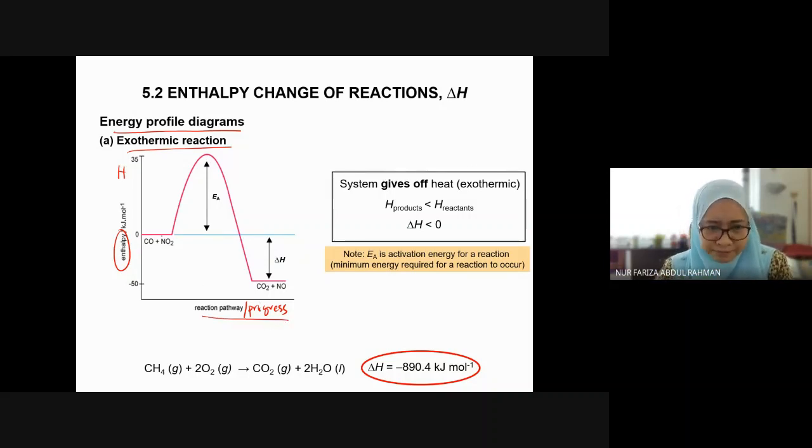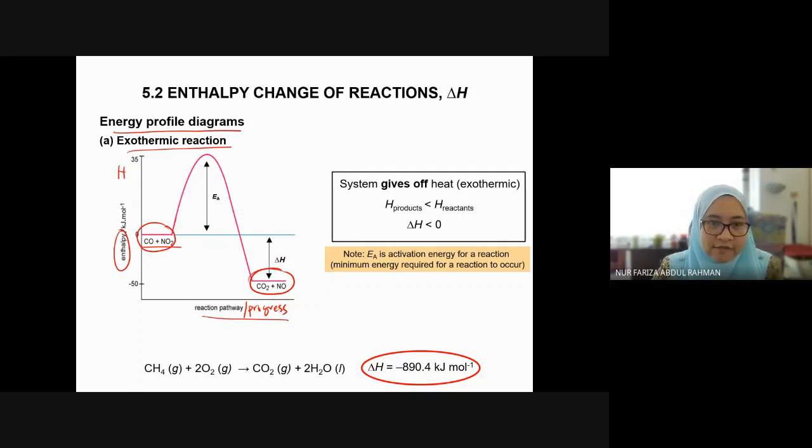Okay, alright. So the characteristic of exothermic reaction: the enthalpy or the heat content of the reactant should be higher than the product. Okay, so make sure you label the reactants and product. So the heat content of the product should be lower than the reactant. Why? Because the heat has been given off. It has released heat. So that's why the product is lower in energy.